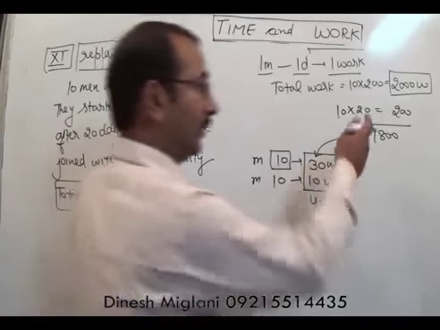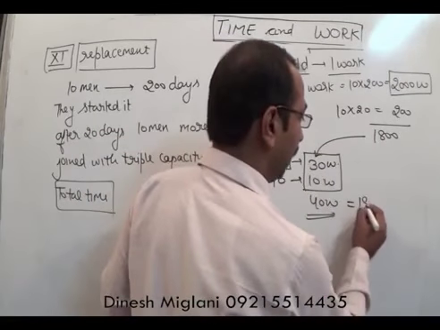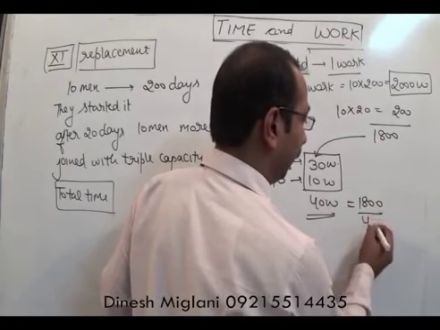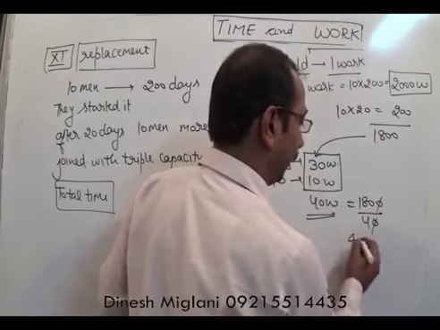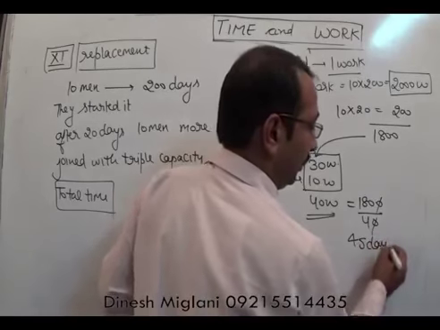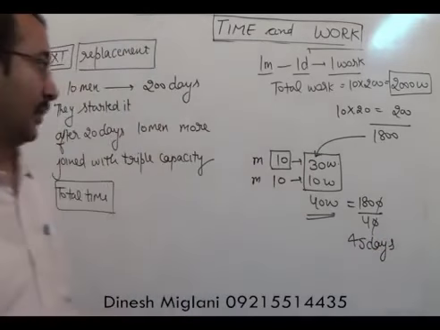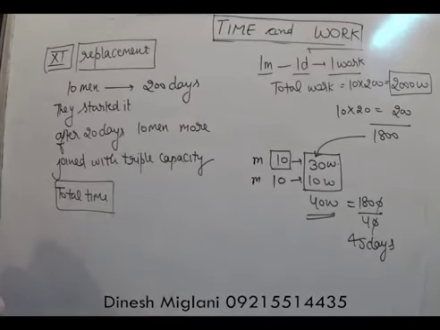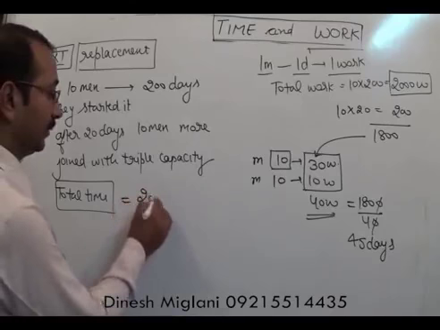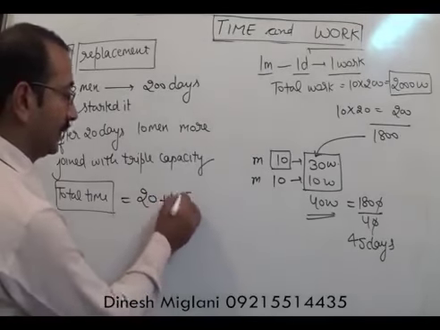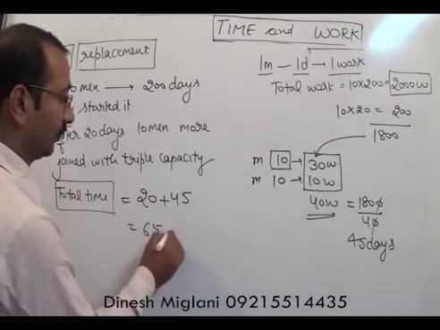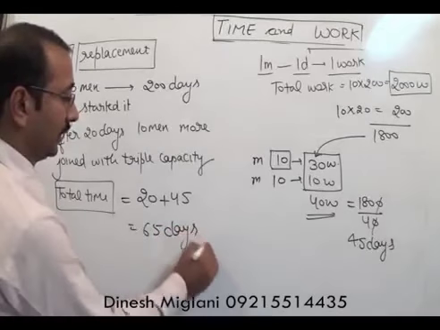How much work is left? 1800. How much more time will they take? 1800 by 40, that would be 45 days. If you have to answer how much time they take after these men joined, the answer will be 45. But if you have to find the total time, 20 days earlier plus 45 days, my total answer is equal to 65 days. That becomes my answer.